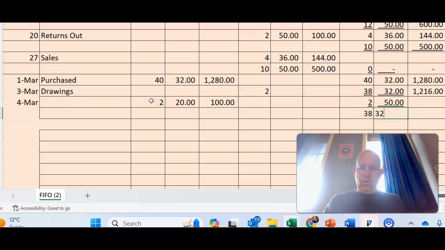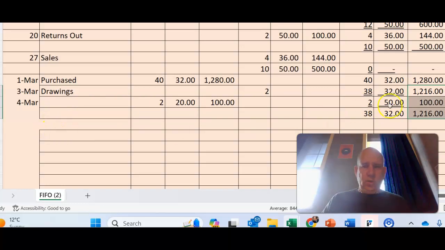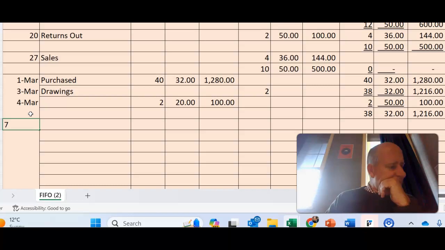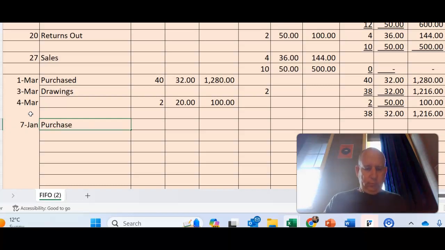38 at the 32. Because these ones here were earlier sales, we'll try and get rid of them earlier. Don't worry about these lines here. On the 7th, purchase 6 more. What do we call that? That was returns in. The 7th of the 3rd. So we purchased 6.